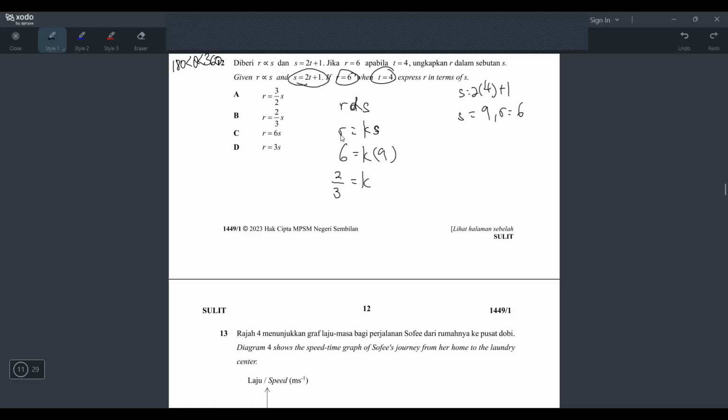So after I get my K, I will rewrite the whole thing again. R equals KS. My K is 2 over 3, so R equals 2 over 3 S. And then now we see what the question wants. Express R in terms of S. So the answer is B.